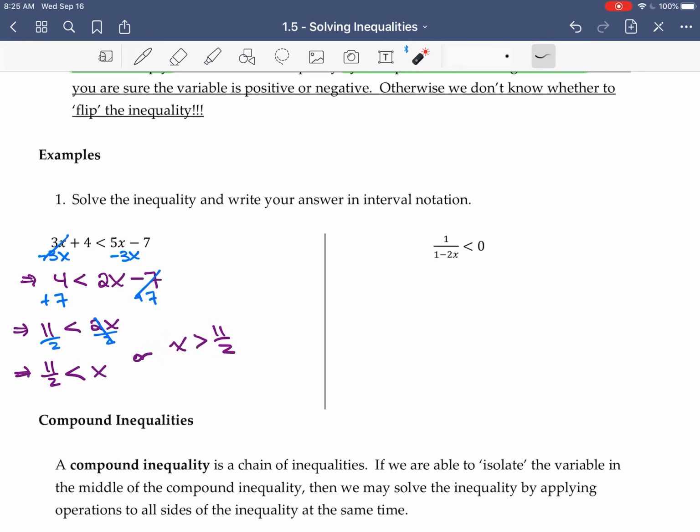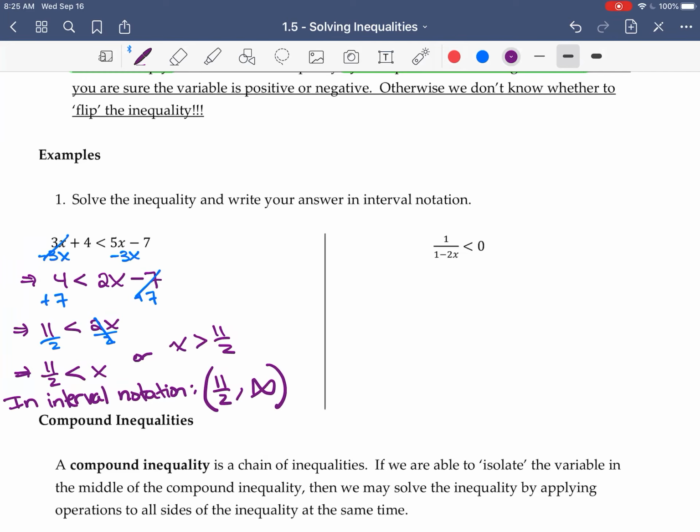Now we want to express our answer in interval notation. So in interval notation, we want all x's that are strictly bigger than 11 over 2. So I'm not going to include 11 over 2, so I use a round bracket. And I want to take everything bigger, so I want to go all the way to infinity. So that's what my interval notation would be.